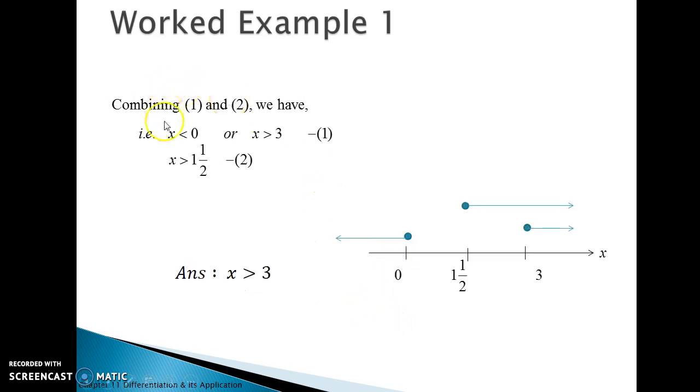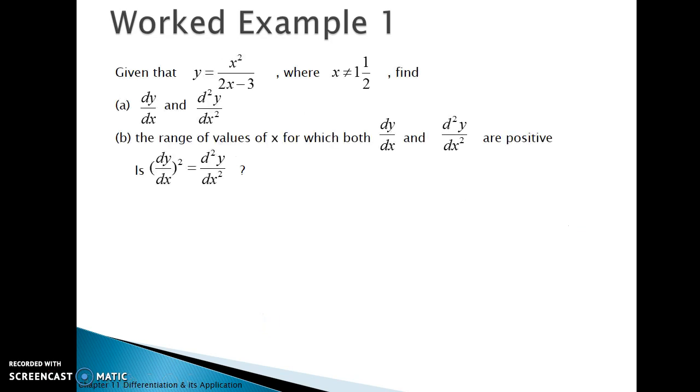So let's combine the two inequalities onto a number line. And then the final answer will be the combined range, which is this part of the number line. So the final answer, x greater than 3. Okay.